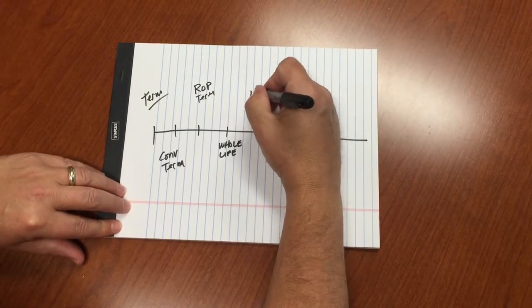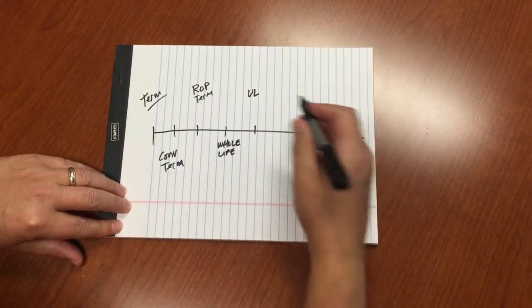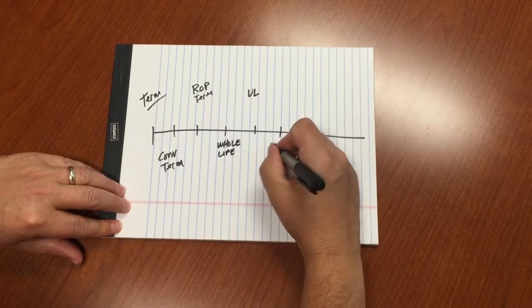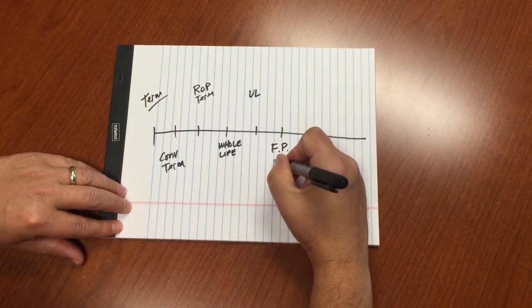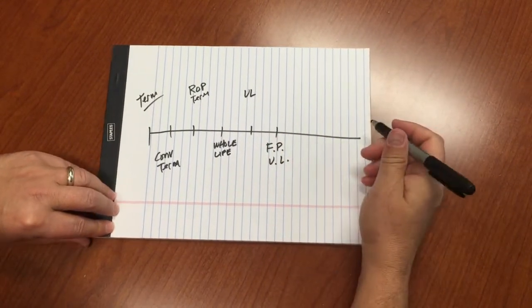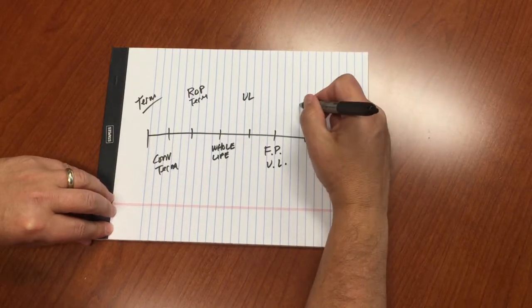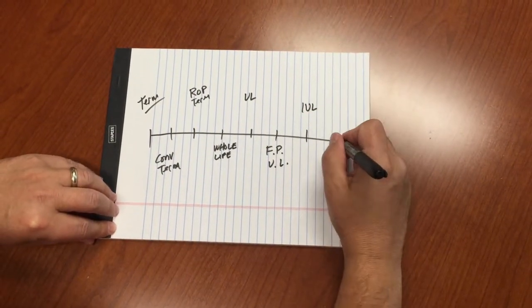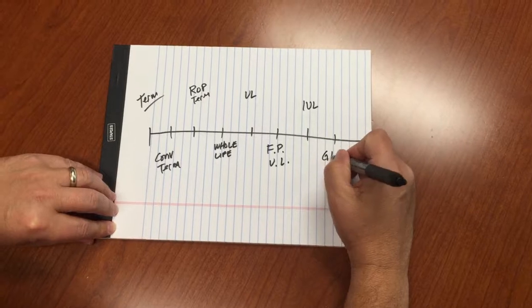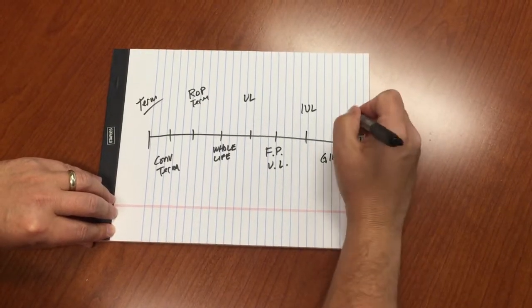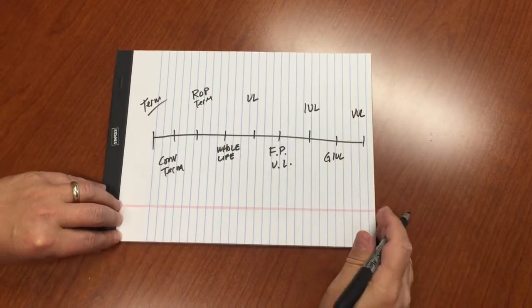Next to whole life, we have a product called universal life. Then the next one up the scale is something called flexible premium universal life. Then we've got something called indexed universal life, and then we've got something called global indexed universal life, and then lastly we have something called variable universal life.